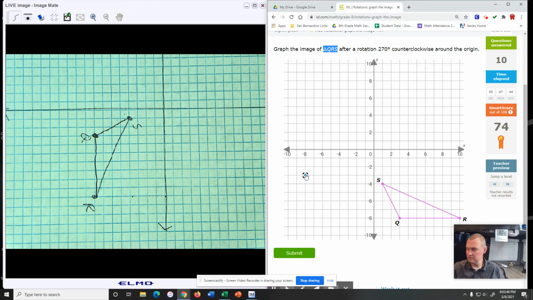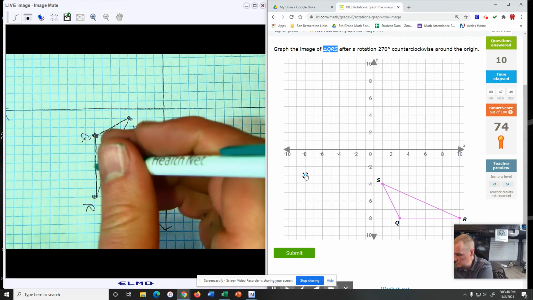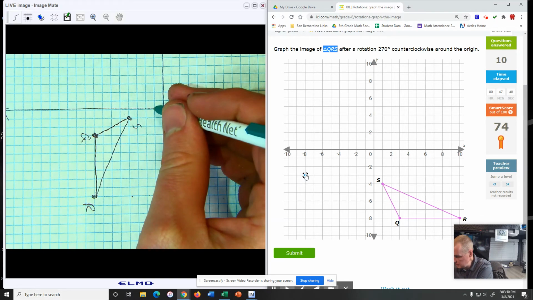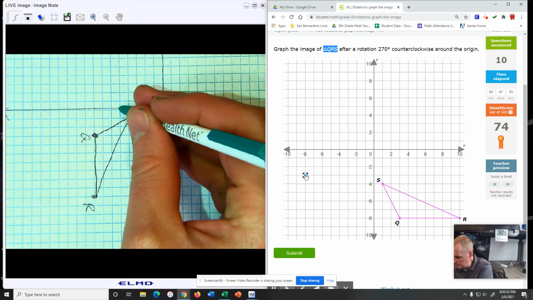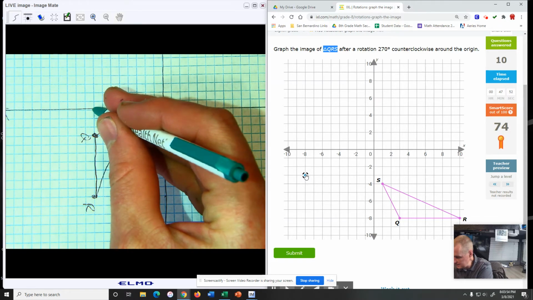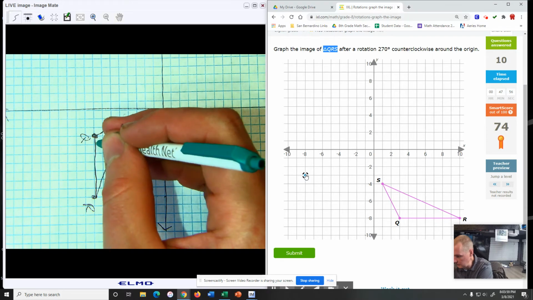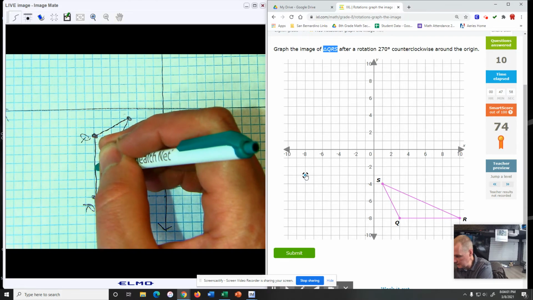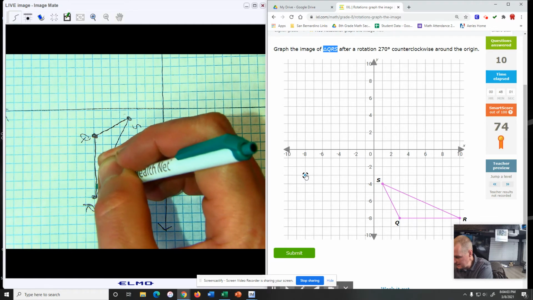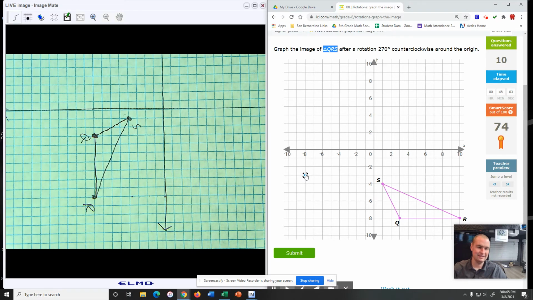What do we need? R next? R is way down there. So -1, -2, -3, -4, -5, -6, -7, -8. Now, how many is R down? -1, -2, -3, -4, -5, -6, -7, -8, -9, -10. Woo! So -8, down 10. Lands right there.